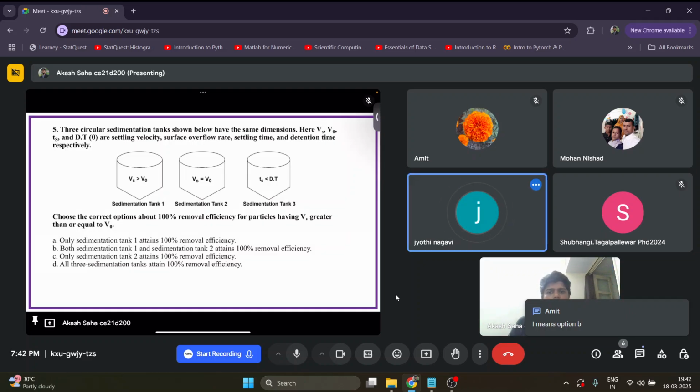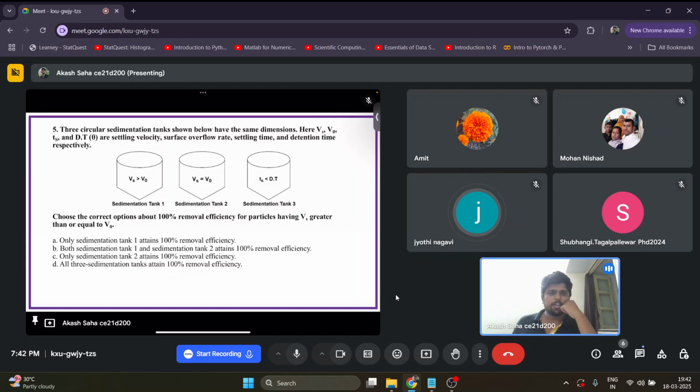What about the third tank? Sir, all of them? Yes, ideally all of them will have it. So why do you think the third tank will also have 100% settling efficiency? Because of more detention time. Yeah, suppose the particle settles in 1 minute, but you are giving time for 2 minutes. All the particles will get settled because the settling time is only 1 minute and you are giving more than that. Detention time means the time for which the water will be inside the tank. So definitely all the particles will get settled, and in each of these tanks there will be 100% settling efficiency.